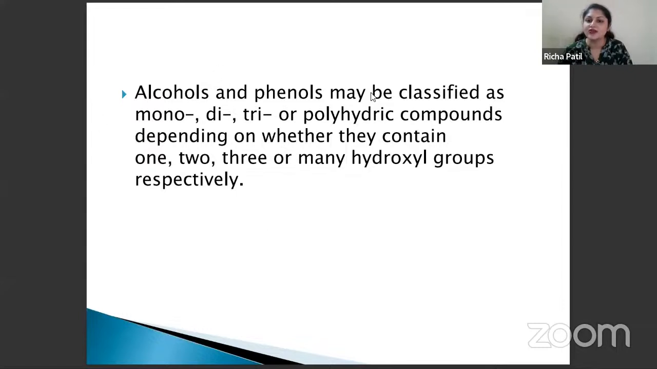Alcohols and phenols, how are they classified? They are classified into mono, di, tri, and polyhydric compounds, depending on whether they contain one, two, three, or many hydroxy groups respectively. So depending upon the number of hydroxy groups present, they are classified into mono, di, tri, and poly. Mono means one hydroxy group. Di means two hydroxy groups. Tri means three hydroxy groups. Poly means many; if they have more than three, then it is said to be a polyhydric compound.